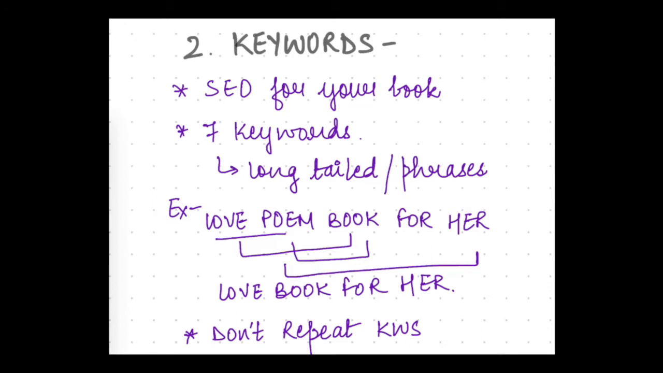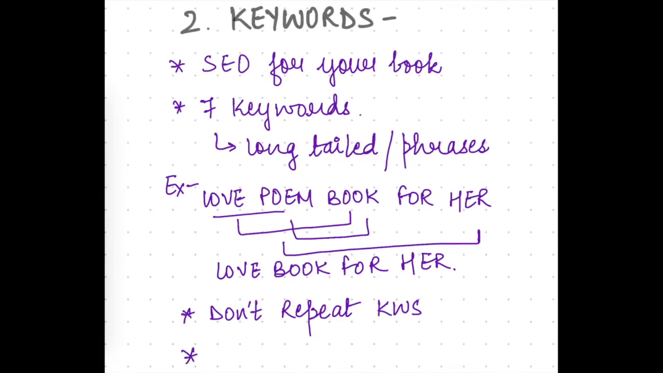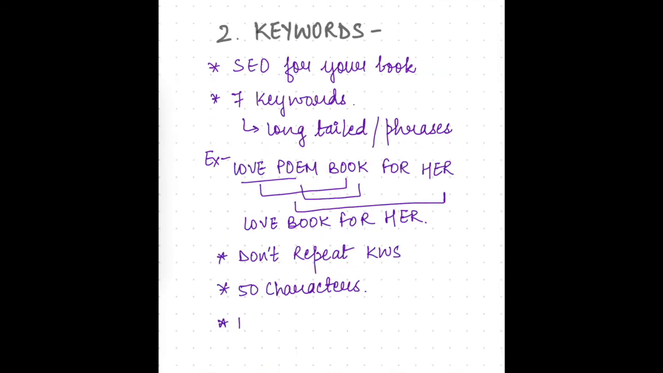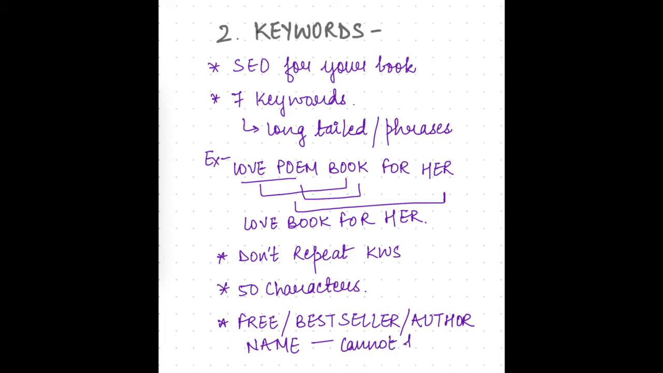Having said that, the seven keywords that you get, I've already mentioned it, but again, it's 50 characters long, and you cannot use certain words like free, available, sale, now, author name, bestseller. These are some of the examples that are coming on top of my head right now. You can go back on Amazon and check it in the list provided by Amazon.